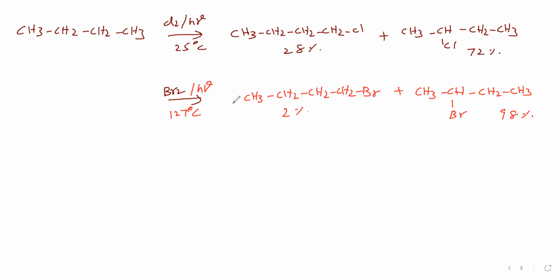Now you see this chlorination yield and bromination yield. Bromination yield is low for primary. Bromination yield is high for secondary.